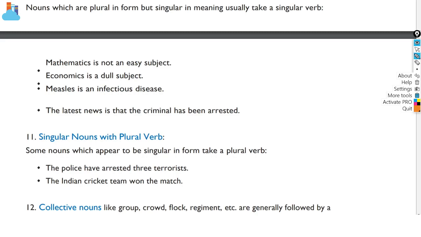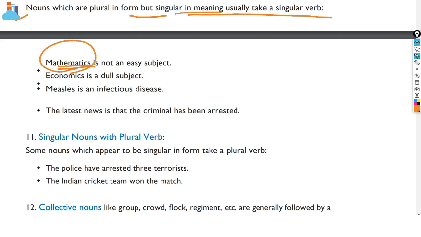Therefore, we should not be confused by the appearance, because, my dear children, the appearance is very much deceptive. Let us see. Nouns which are plural in form but singular in meaning usually take a singular verb. Let us see it once again. Nouns which are plural in form, that is, the form looks plural, but singular in meaning, the meaning is singular.